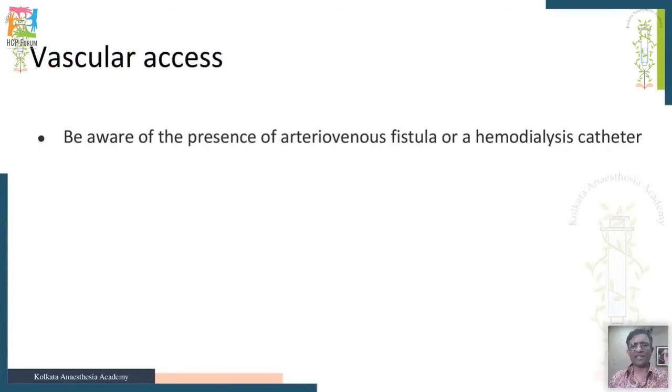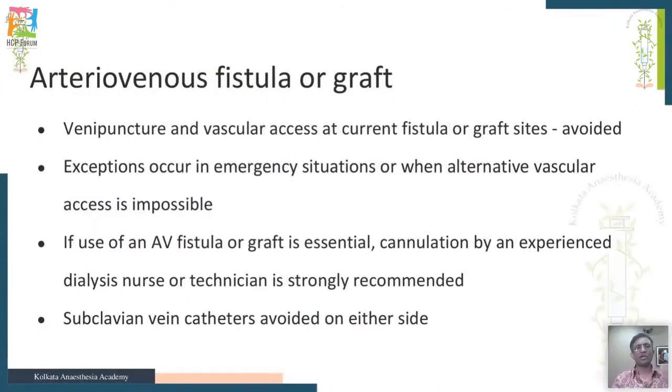Very important is vascular access, especially if they have a fistula in situ where the dialysis is happening, and a hemodialysis catheter. So in that arm where there is a fistula, no venipuncture and no vascular access is done, except in a case of emergency when you cannot find any other access. Don't try to go and do it. Please call the technician in the dialysis ward. He or she will be much more efficient, and will not spoil that access, which you and I can.